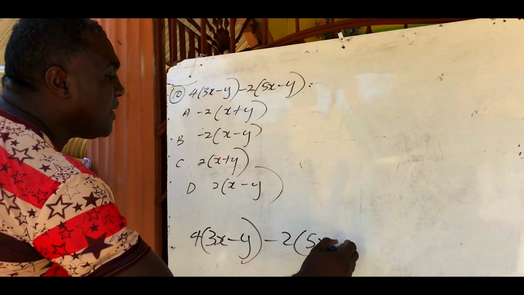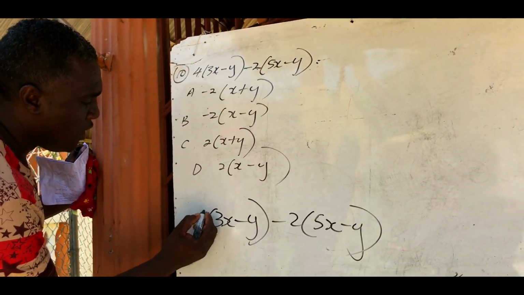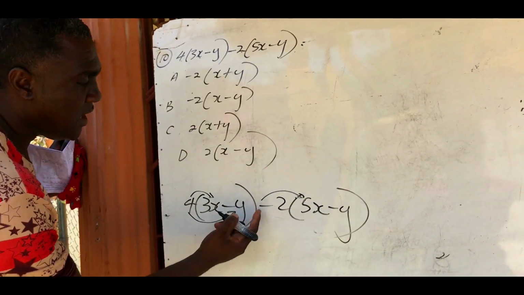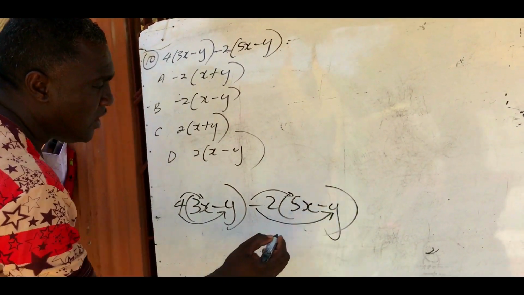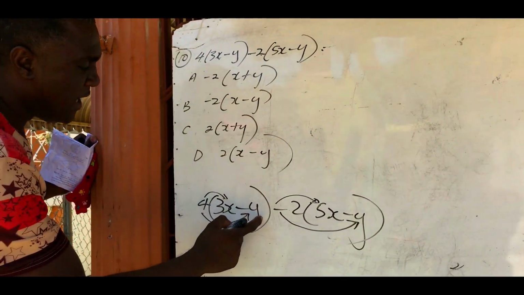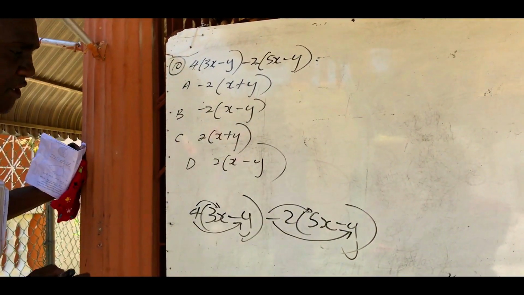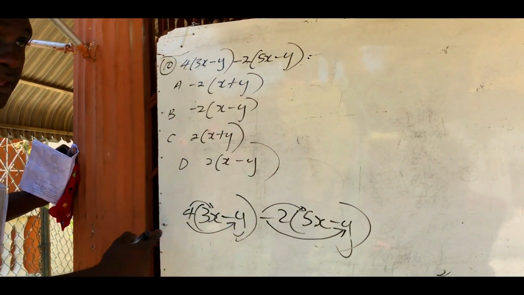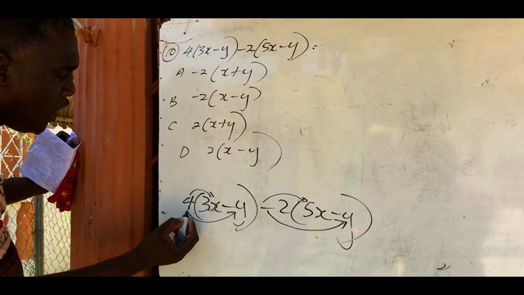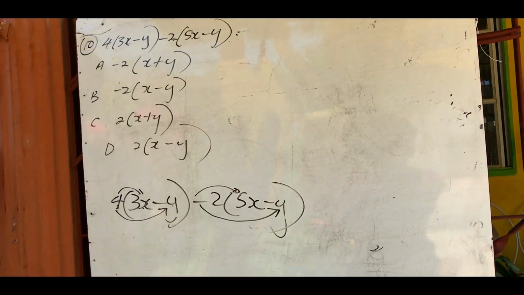So you quickly can rewrite this, 5x minus y, applying the distributive law by using the number outside here to multiply the contents on the inside. And here I am distributing the number outside to both terms on the inside. Now 3x minus y is a binomial expression. 5x minus y is a binomial expression. Binomial means it consists of 2 terms. So here, 4 will be multiplied to the 3x. 4 will be multiplied to the negative y.